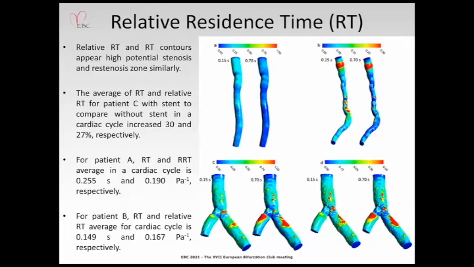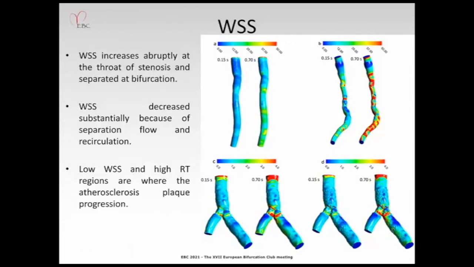For the normal patient A, RT and relative RT averaged over the cardiac cycle were relatively similar, 0.25 and 0.19. You can see the relative residence time units there are the inverse of pressure, or inverse Pascal, whereas residence time is given directly in a time scale of seconds, which is physically easier to understand and interpret. So for patient B, residence time and relative residence time averaged over the cardiac cycle were 0.149 and 0.16.